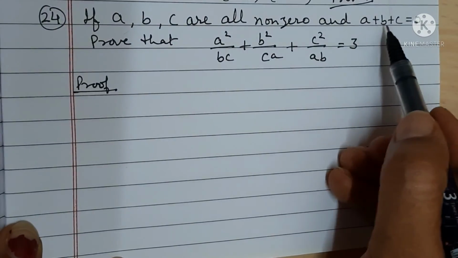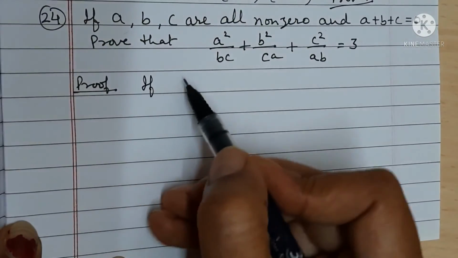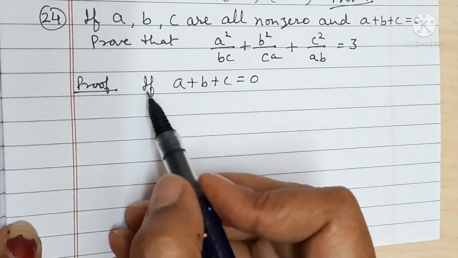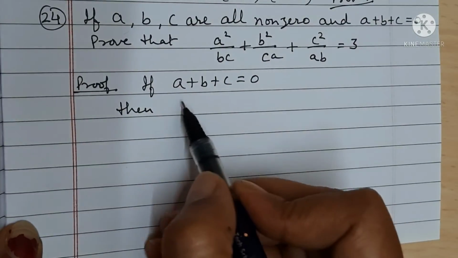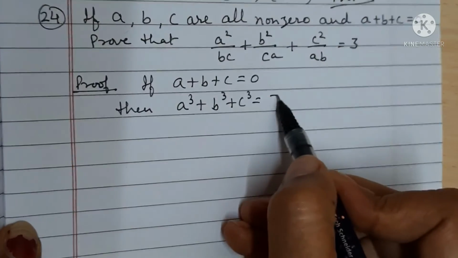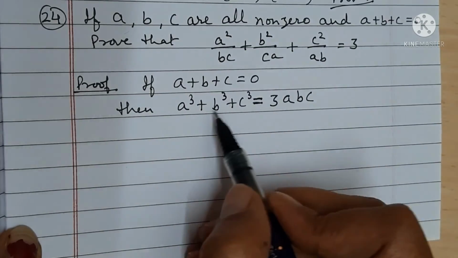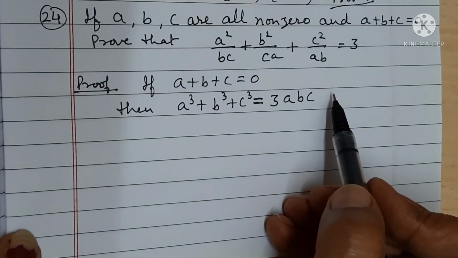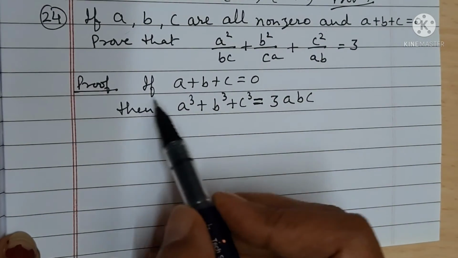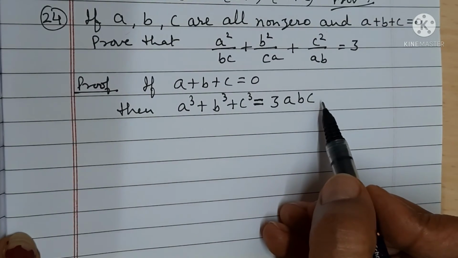Here we will use a plus b plus c is equal to 0. If a plus b plus c is equal to 0, then you know a cube plus b cube plus c cube is equal to 3abc. We have solved questions based on this concept, or we can say theorem, so we will use it: a cube plus b cube plus c cube is equal to 3abc.